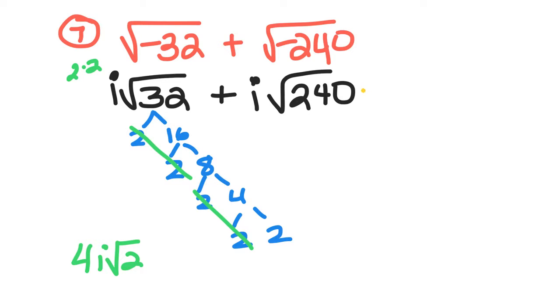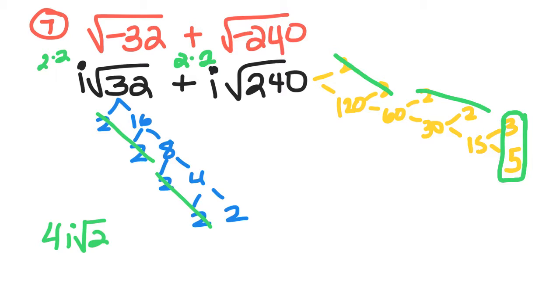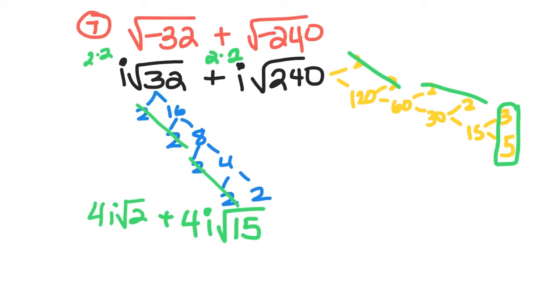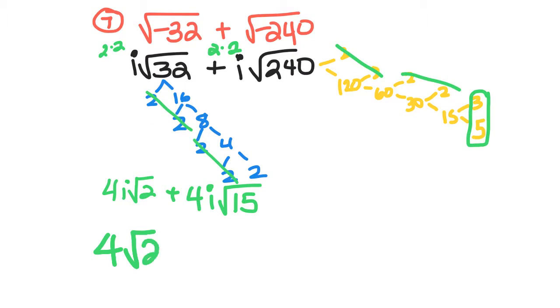Break that one down. This is 2 and 120, 2 and 60, 2 and 30, 2 and 15, 3 and 5. And then again, pairs. So that's 1, 2, that's a second 2. And this time the 3 and the 5 would get grouped together. There's no match there. So this would be plus 4i root 15. And since those roots are not the same, you can't combine them. So in order, it should have been like 4 root 2i plus 4 root 15i. But then they don't break down.